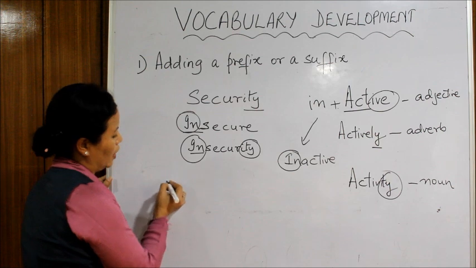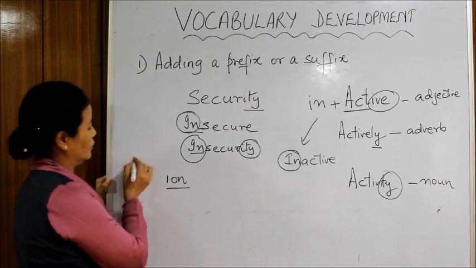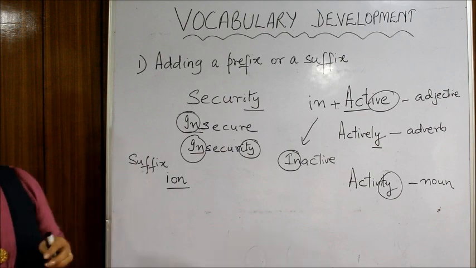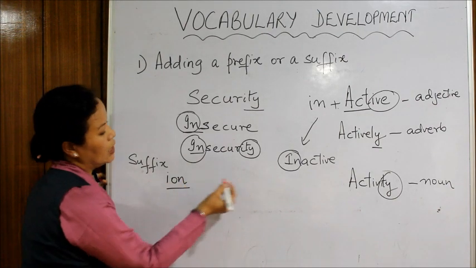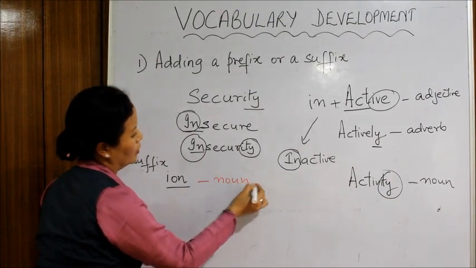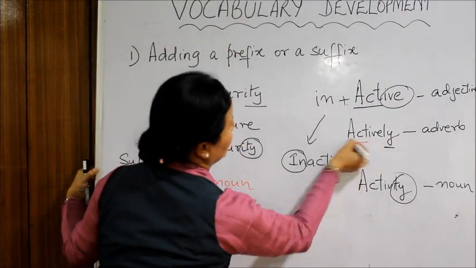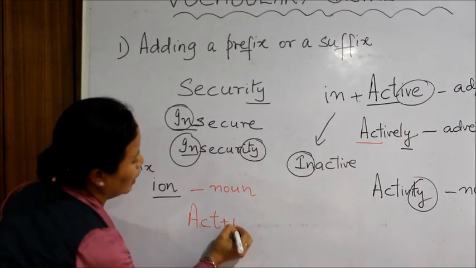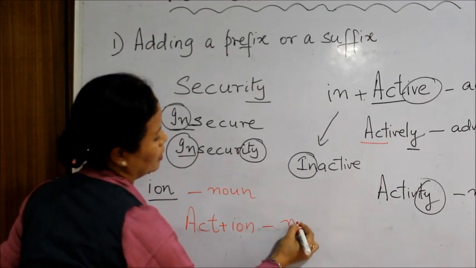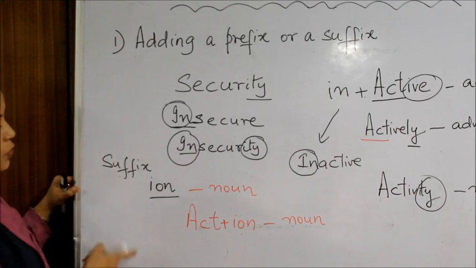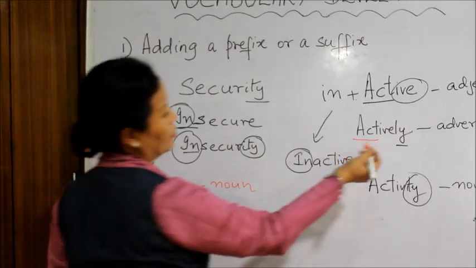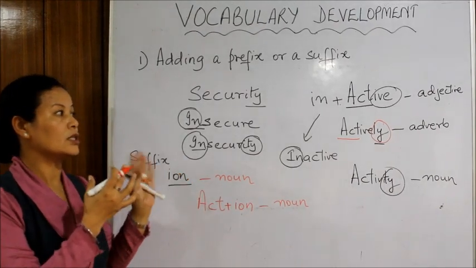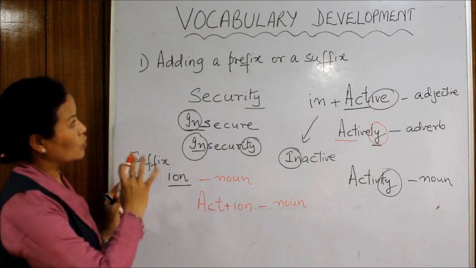In the same way, we have ION as a suffix. Usually ION changes the word into its noun form. If we take the same example, the base word act, act is a verb. If we add ION, action, this becomes a noun. So this is one way, and then you have to remember this ly. The suffix ly usually converts a word into its adverb form. So this is one way of looking at it.